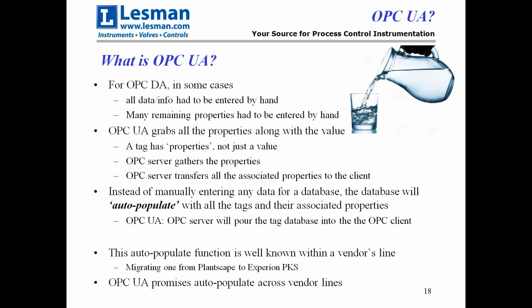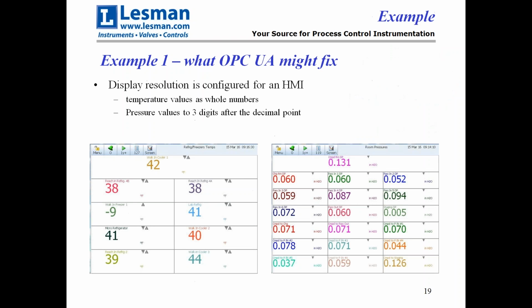For instance, with Honeywell Systems people, if they had Planscape and they wanted to migrate to Experion PKS, Honeywell developed an application program that would actually do that for them. It would auto-populate everything they had in Planscape and transfer it over to PKS, so they didn't have to do it by hand. So it's a well-known concept, but what OPC UA is going to do, again, because Joe brought it up, is it's going to universalize this so that it works across vendor lines.